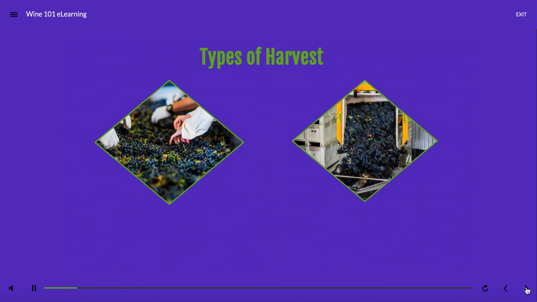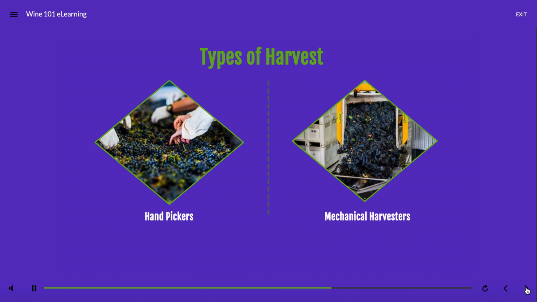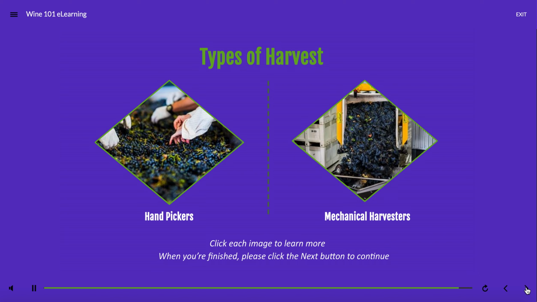In addition to determining the time of the harvest, winemakers and vineyard owners must also determine whether to use hand pickers or mechanical harvesters. Click each image to learn more. When you're finished, please click the next button to continue.